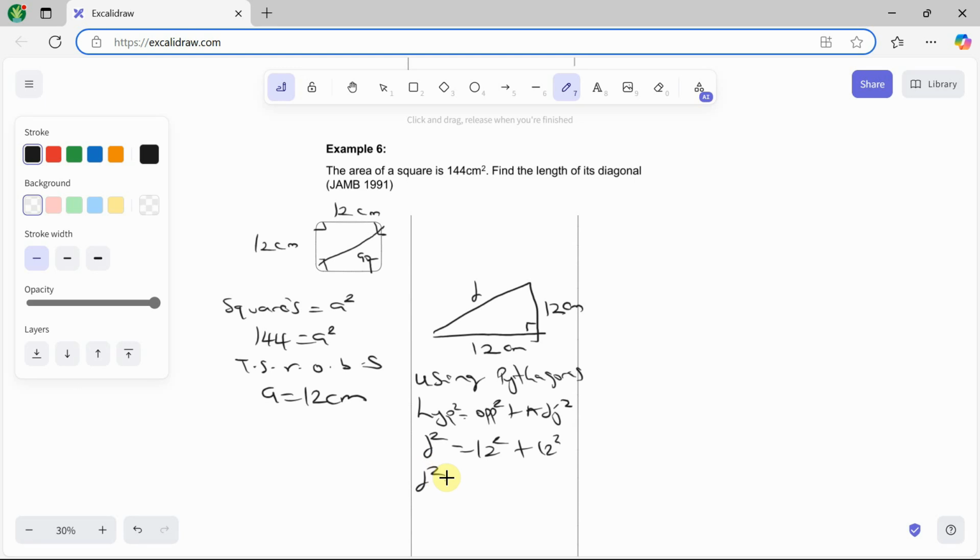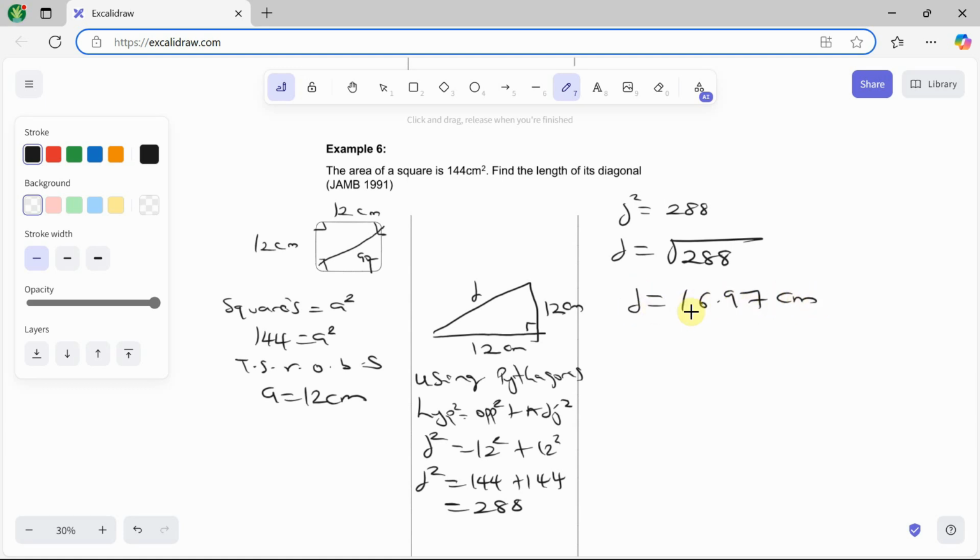So D squared will be equal to 144 plus 144, and that will be 288. So our D squared is equal to 288, and our D will just be the square root of 288. The square root of 288 is 16.97 centimeters. So the length of the diagonal is 16.97 centimeter.